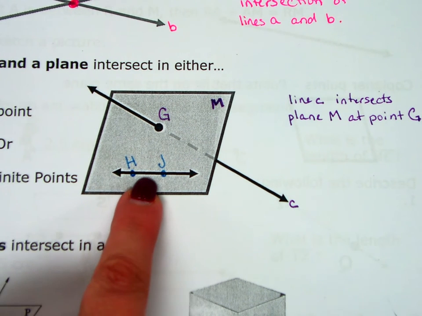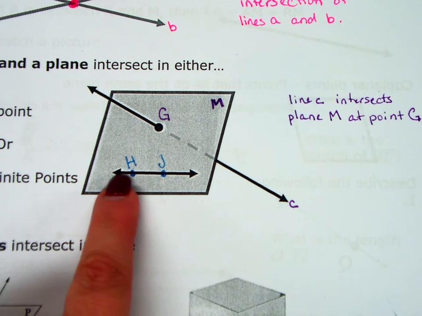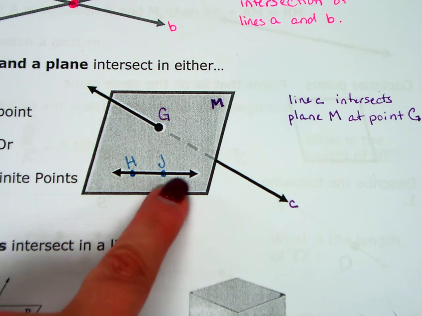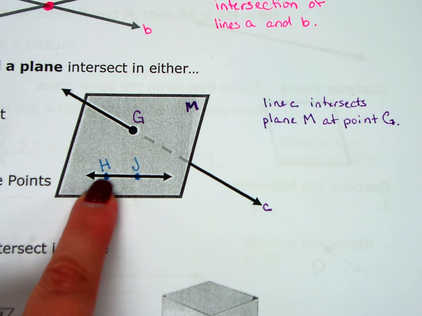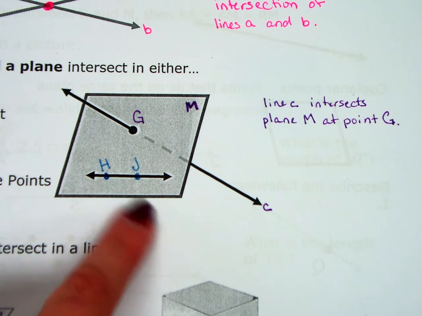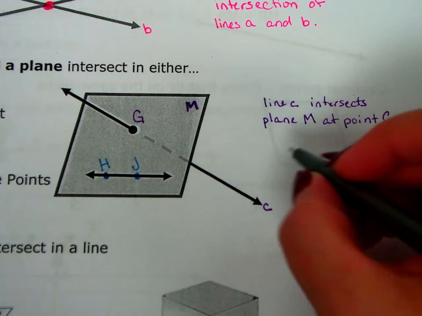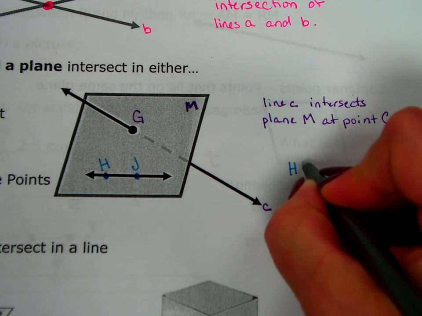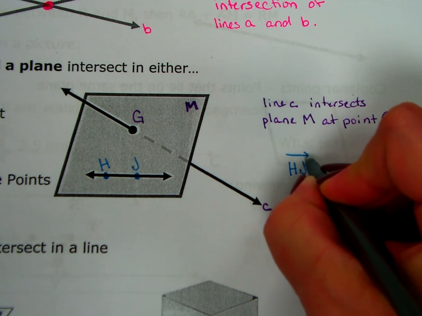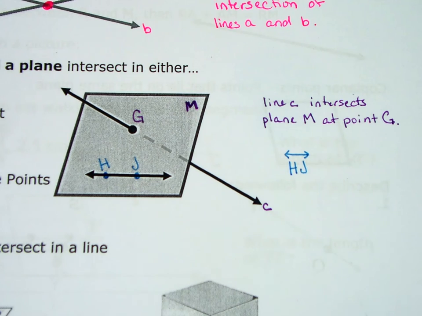If I want to say, and you'll have this on your assignment today, it'll say, name this picture. To name that picture, it's the line that goes through points H and J. I don't want to write out the line that goes through points H and J. So remember we talked about yesterday, we can take that H and J and put a little line above it, and that means the line that goes through points H and J.